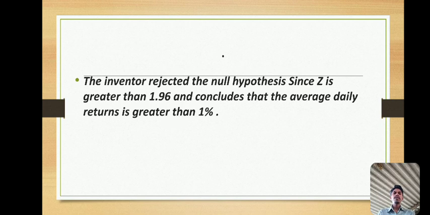The investor rejected the null hypothesis since Z is greater than 1.96 and concludes that the average daily return is greater than 1%.